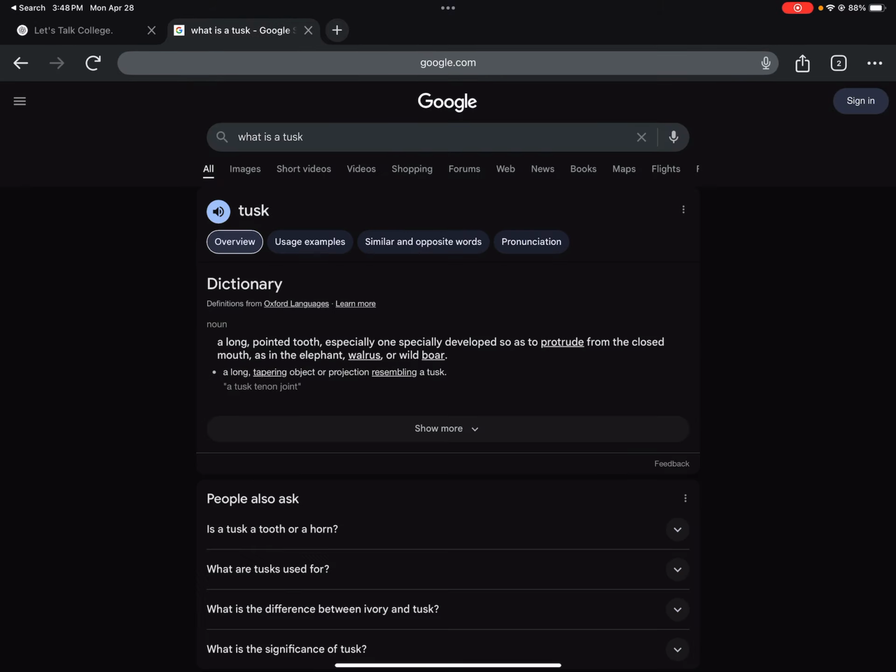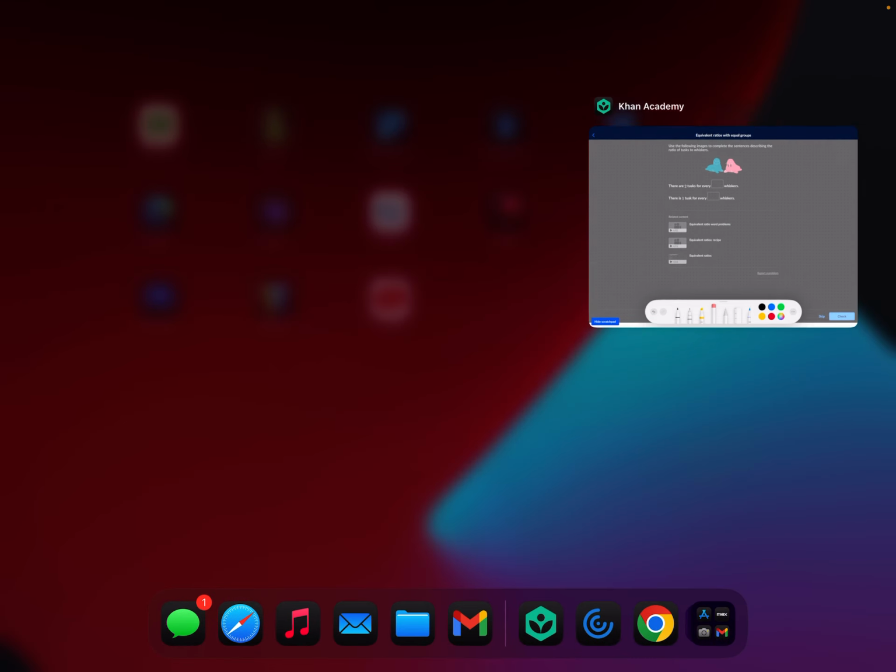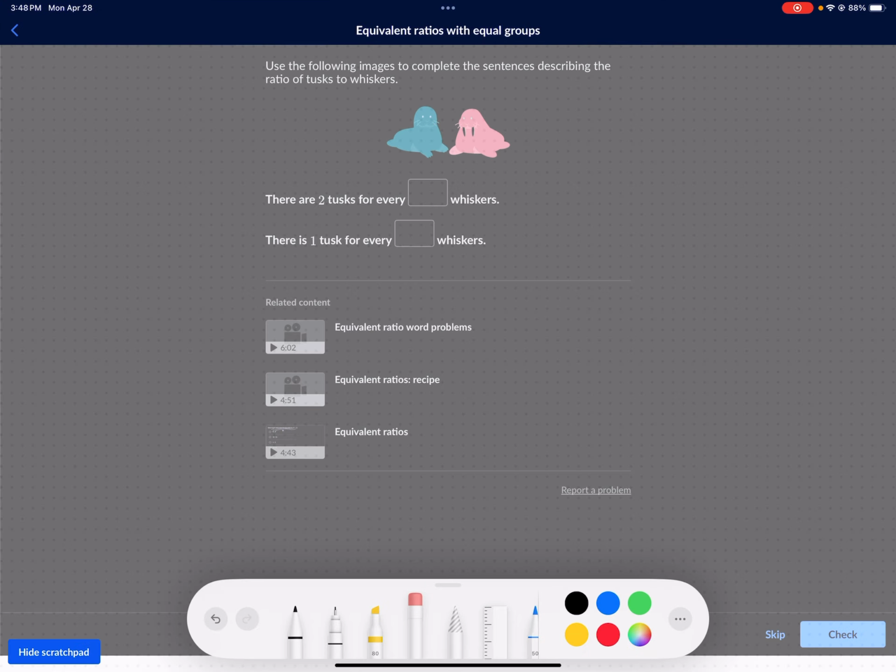A long point of teeth. Oh yeah, so I am right. So that means that these are tusks, right here. So we already have 2 tusks. We have to count the amount of whiskers.